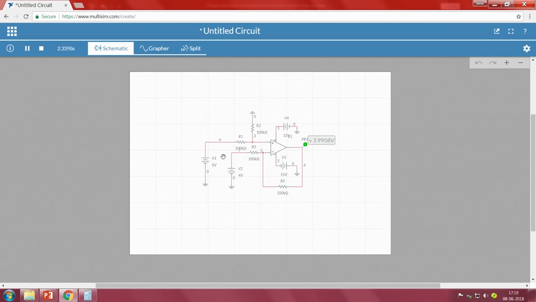So, what is the output we are getting? 3.995. So, approximately or almost close, because we always consider 3.99 as equivalent to 4. So, it is also giving 4.